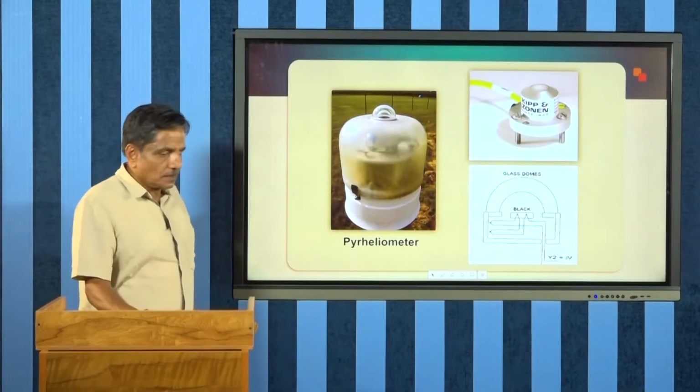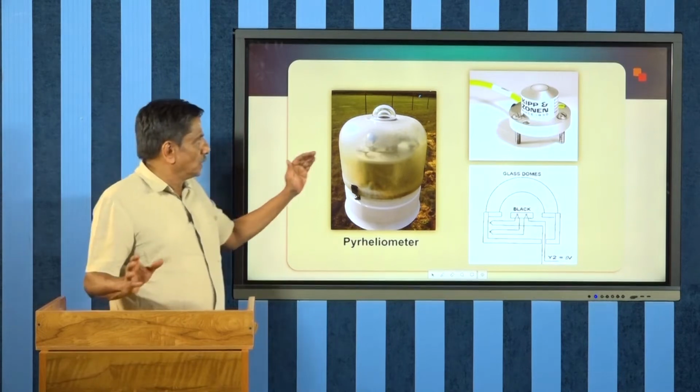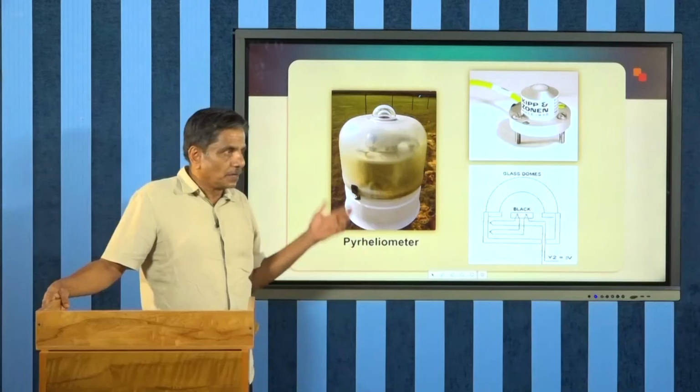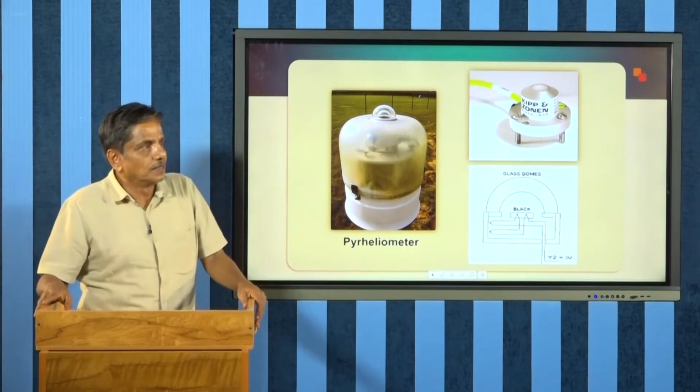Now, this is a device which measures the total solar radiation, which is known as a pyrheliometer. Pyr means temperature, helio means sun. Therefore, actually it measures the total amount of solar radiation which reaches a particular location.